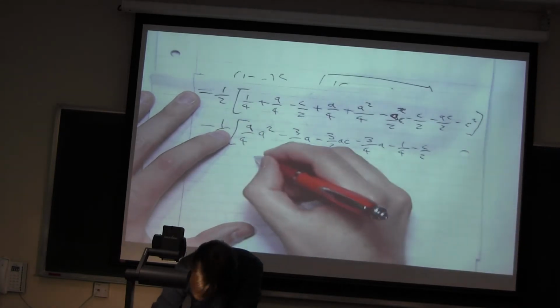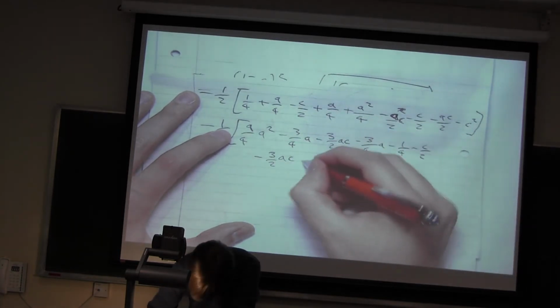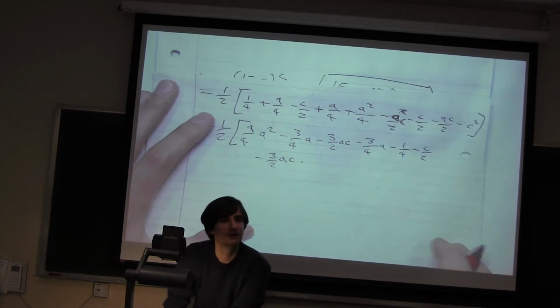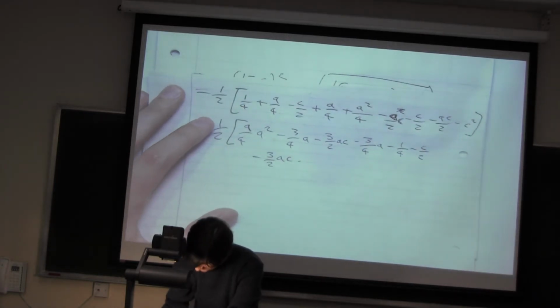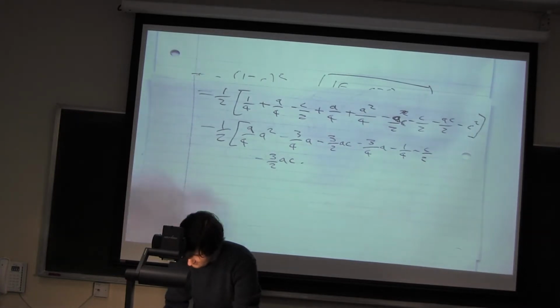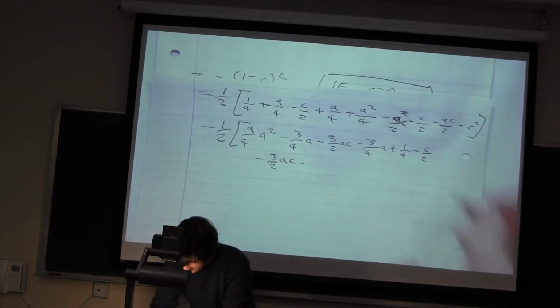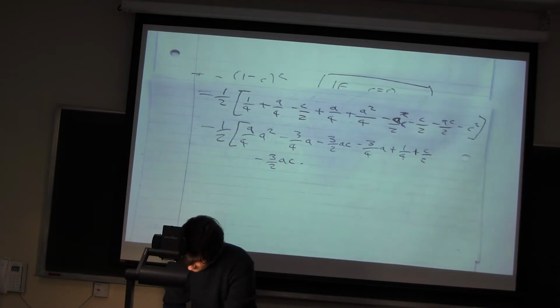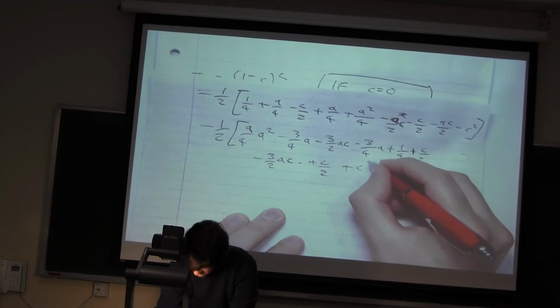So where are we up to? You plus the other one with minus two. Where have I gone wrong? Isn't it minus half times minus half, which is classical, isn't it? Yes, plus. And then plus C. Yeah, you're right. Plus C over 2. So now this is minus 3 over 2 AC, but then we have plus C over 2, and then plus C squared.